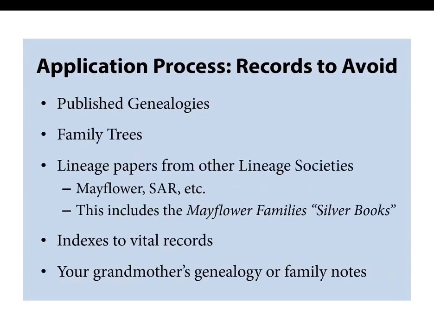Records to avoid: published genealogies, family trees, lineage papers from other lineage societies such as Mayflower or SAR, and this does include what's called the silver books, the Mayflower families or first 5 generations, indexes to vital records, your grandmother's genealogy notes. As much as they are lovely and wonderful, they will not be accepted.